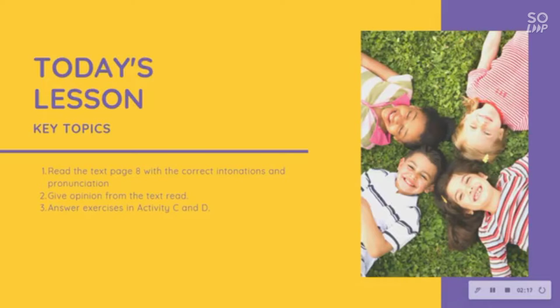The second objective is to give an opinion on the text they read. I want them to be exposed to giving opinions regarding everything they see, read and listen to, so that they can be more open-minded about every topic. And then they have to do the exercises in Activities C and D.